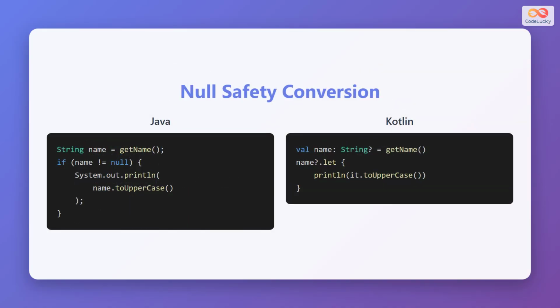Null safety is one of Kotlin's most important features. In Java, you typically check for null values using if statements before accessing object methods. For example, you get a name variable and then check if it's not null before calling methods like toUpperCase. In Kotlin, you can use the safe call operator, represented by a question mark followed by a dot, combined with the let function. This approach elegantly handles nullable values without verbose if-else blocks. If the name variable is null, the entire expression returns null without throwing an exception. This makes your code safer and more concise.